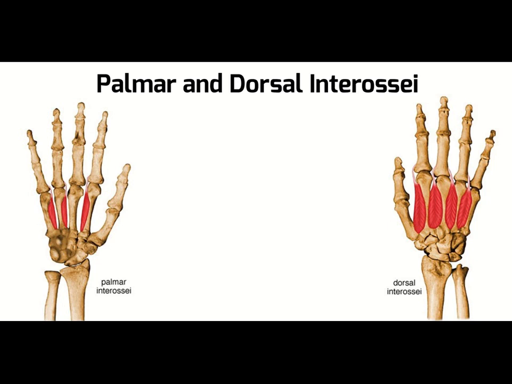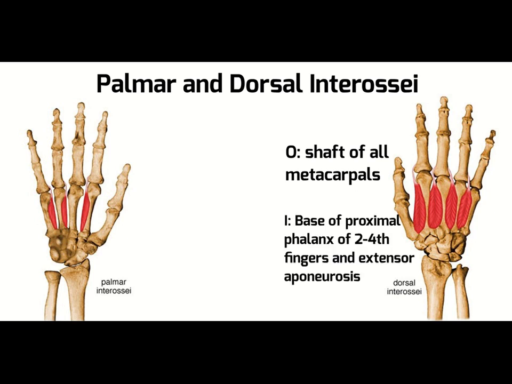The dorsal interossei originate on the shaft of all 5 of the metacarpals and insert on the base of the proximal phalanx of the 2nd, 3rd, and 4th fingers, as well as the extensor aponeurosis. It is also innervated by the ulnar nerve, and it works to abduct the 2nd, 3rd, and 4th fingers at the metacarpophalangeal joint, as well as flex the 2nd, 3rd, and 4th fingers at the metacarpophalangeal joint, and extend the 2nd, 3rd, and 4th fingers at the interphalangeal joint.